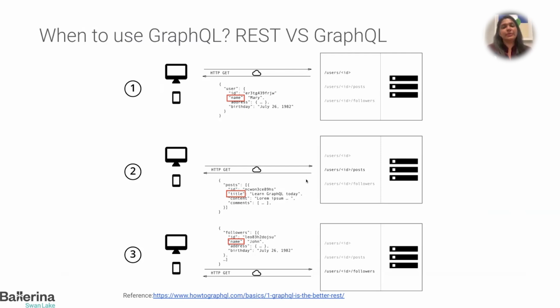Same goes with other requests as well. So we have to send more requests, and also we are getting more data. So that's the problem with REST. Actually, it's not a problem. That's the nature of REST. Clients have to deal with that.